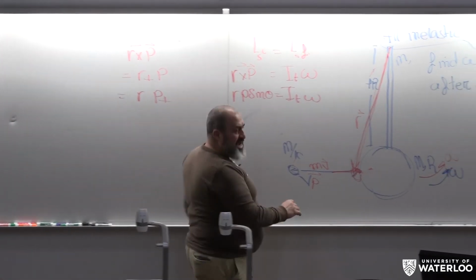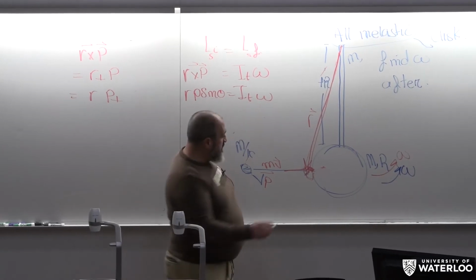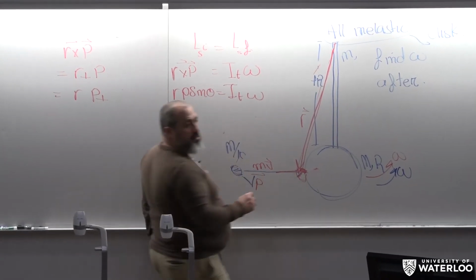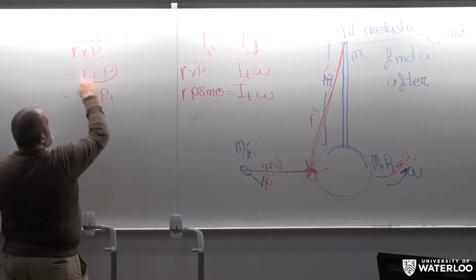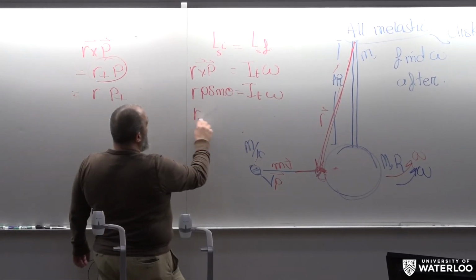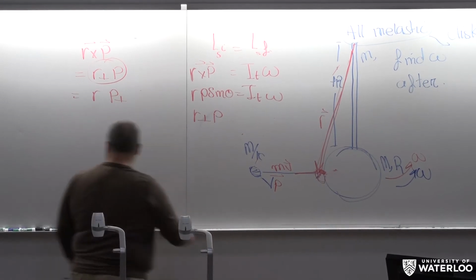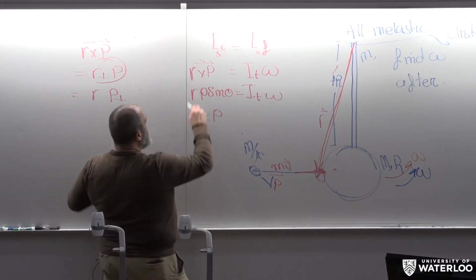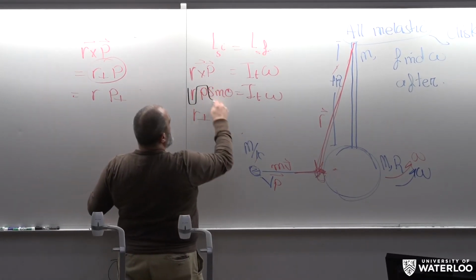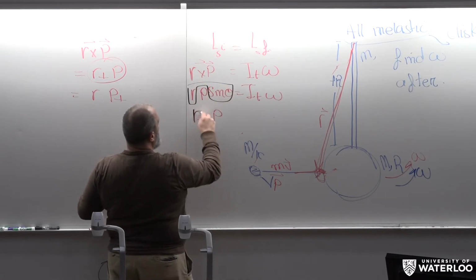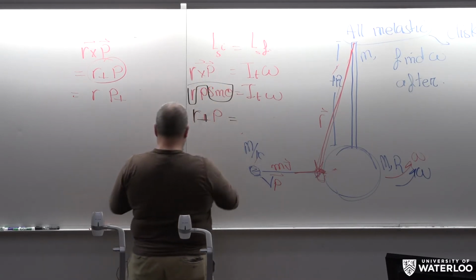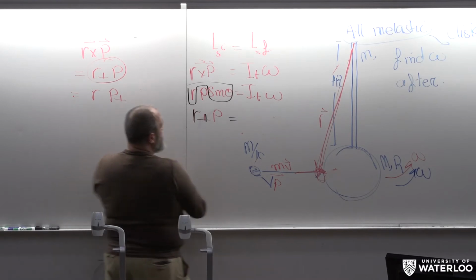All I need is, same as torques, right? All I need is, I will use this one here. Can I say that that's R perpendicular P? That reduces to that anyway, okay? So R P sine theta reduces, remember, to R perpendicular here, times P, equal to I total omega.